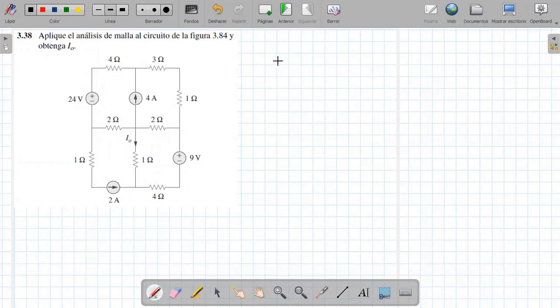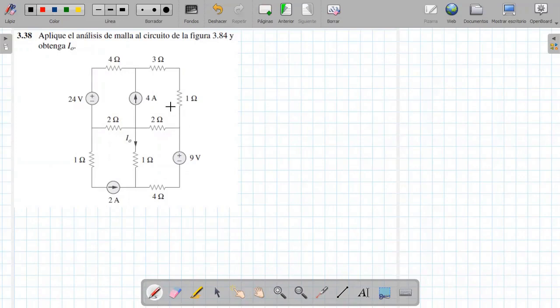In this exercise, it asks that by applying mesh analysis I must determine the current I0, the current that comes through here. Apply mesh analysis on the circuit in the figure and obtain I0.